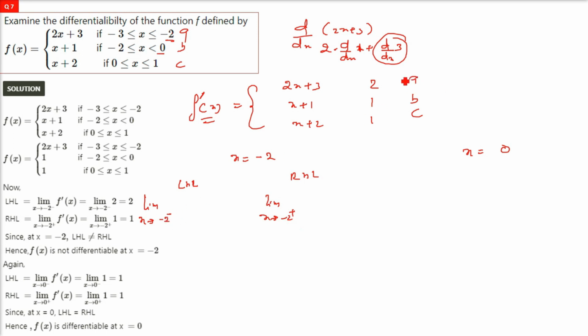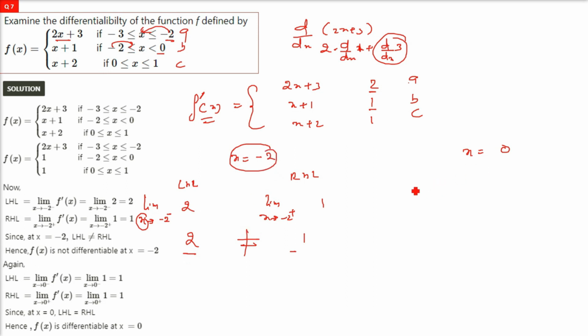Okay. So when we have minus 2 minus, that is you are on the left of negative 2. So you have to take 2x plus 3 as the function, and the differentiation of that is 2, because we are going to use differentiation. On the right, that will be 1, because you are ahead of minus 2. So LHL and RHL for this derivative are 2 and 1, because these are constants only. So they are not matching. So it is not differentiable at negative 2.